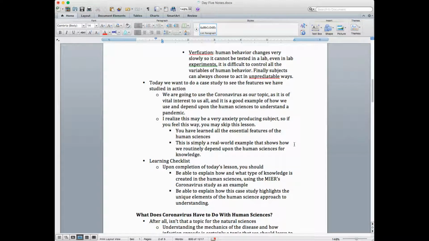experiencing this. So if you feel this is too sensitive, you can skip the lesson because you've already learned the basic things about the human sciences. You've learned all the essential features of science, but this is a real-world example that shows how we routinely depend on human sciences for knowledge. So I'm hoping that you're going to follow through with this.